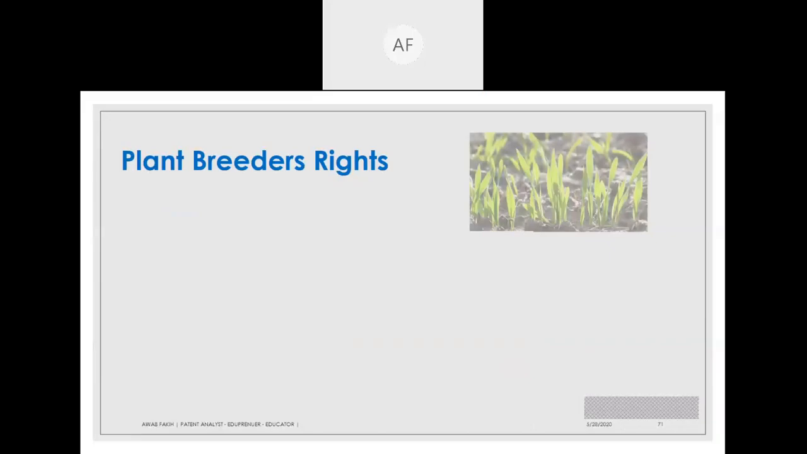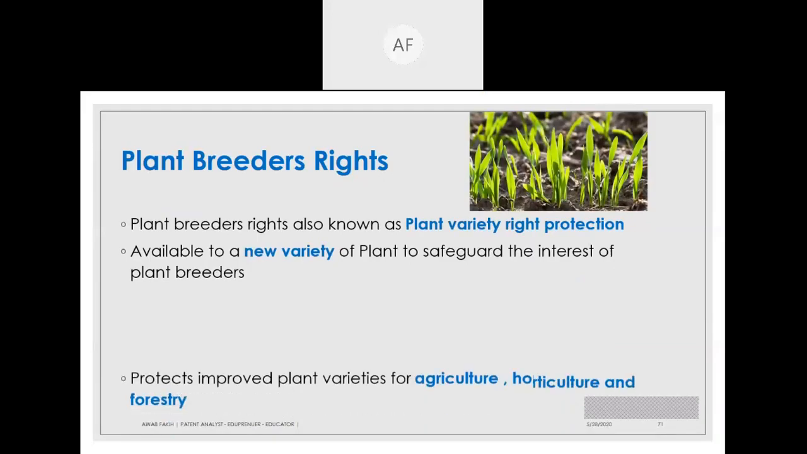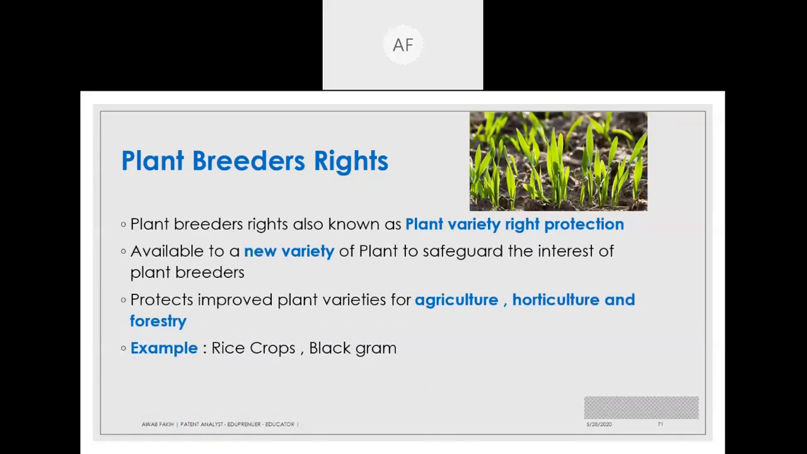With this, we'll move to the next category, that is plant breeders. When you talk about plant breeders, my dear friends, in India, breeders develop a large number of plant varieties that are freely available to others for exploitation. Plant breeders' rights are also known as the Protection of Plant Varieties and Farmers' Right. The Protection of Plant Varieties and Farmers' Right Act 2001 protects the interest of the breeders as well as the farmers. These rights safeguard the interest of Indian farmers. It is an incentive for farmers and breeders for the development of improved plant varieties of agriculture, horticulture, and forestry.